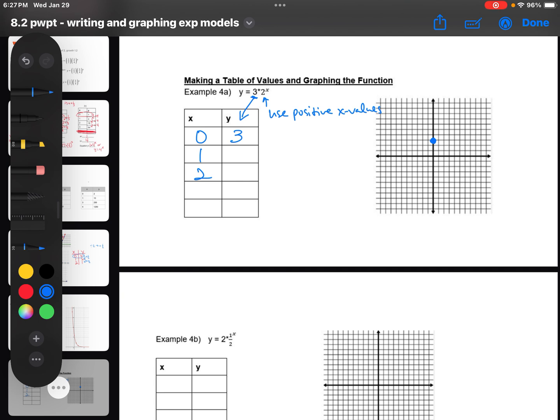Okay, so for this one, when my x is 1, I have 3 times 2 to the first, which is 3 times 2, which is 6. So (1, 6). That's this point here. And then when x is 2, I have 3 times 2 squared, which is the same as 3 times 4, which is 12. So when x is 2, I actually end up off the graph. Sorry about that. And so your graph will look something like this, okay? It should be growing because our b was not just positive, but it was greater than 1.